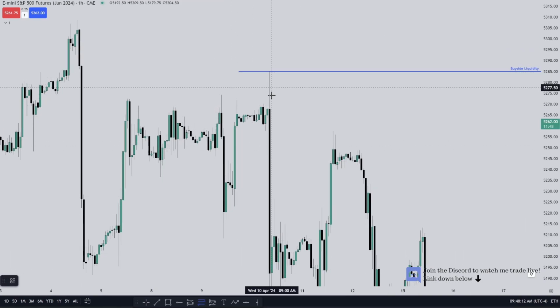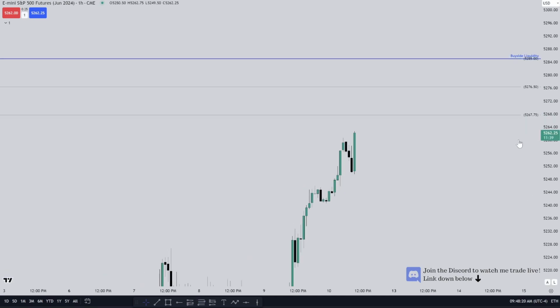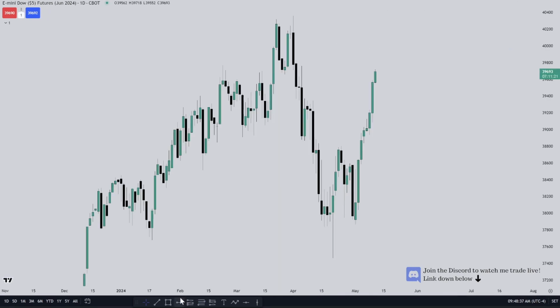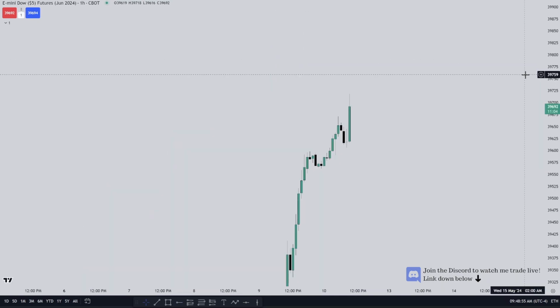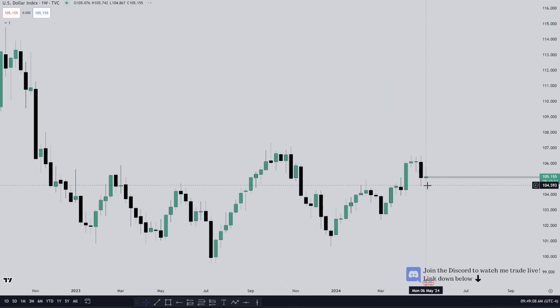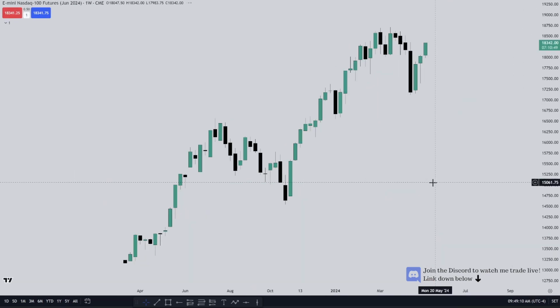This wick here on the hourly chart, I would like to see us get into that today, which is this level right here. The Dow, buy side above this high. Pretty one directional. And lastly but not least, let's take a look at the Nasdaq.